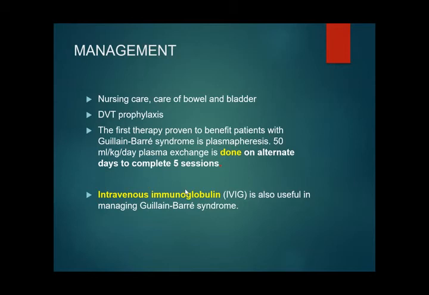While IVIG is non-invasive, it is given like an IV infusion. So there is no placement of any catheter, no need of any plasmapheresis machine. But the problem is that IVIG is very costly, while plasmapheresis is relatively less costly. And IVIG is contraindicated in those patients who are deficient in IgA. We check the IgA levels before we give any patient IVIG.